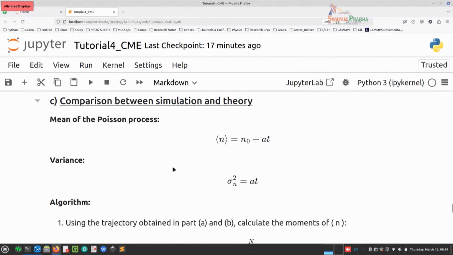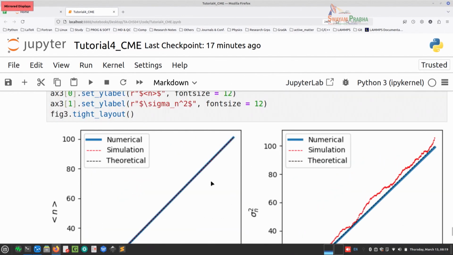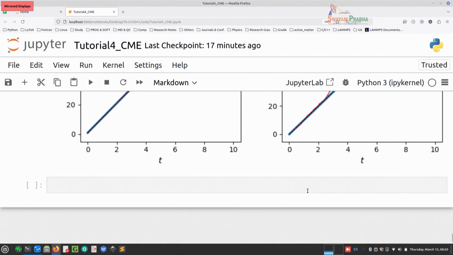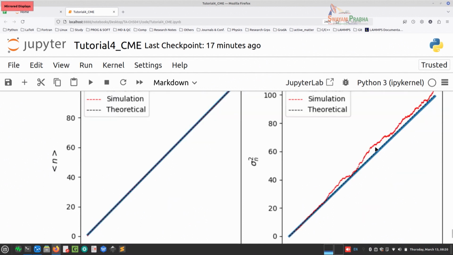And as I said before, for this problem we know the analytical solutions for the mean and standard deviation already, okay, and then you should be able to compare all three things. So here we are comparing the numerical, simulation and theoretical. Numerical is the Euler's method, simulation is the trajectory that we have created, and the theoretical value we already know, okay. And you can see that the mean and everything nicely scales with the time t, okay. Here the variance is plotted as a function of time t, where you see that numerical and theoretical are exactly matching, but the simulation trajectory is almost the same, though you see some deviation.